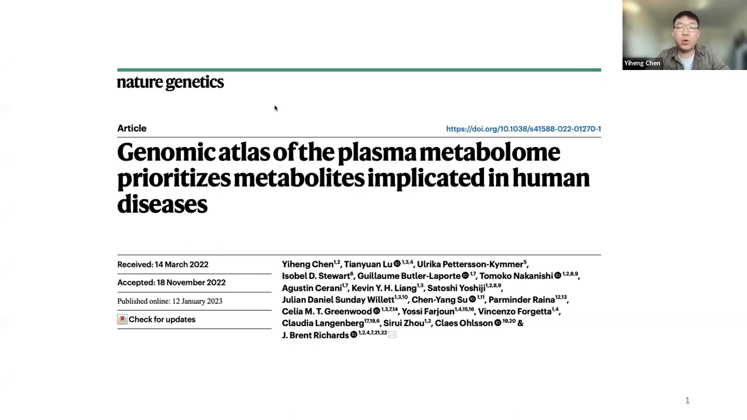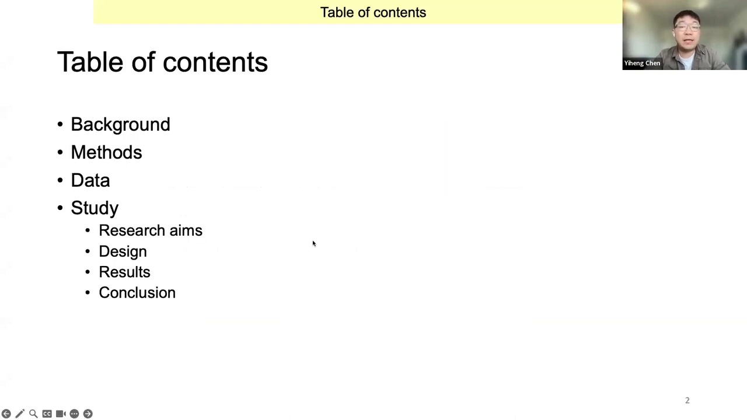So today's talk will be centered around this study entitled Genomic Atlas of the Plasma Metabolome Prioritizes Metabolites Implicated in Human Diseases. Specifically, I will talk about the general background related to metabolites and diseases and briefly describe the method and the data set that were used. And then I will talk about the details for this research study, including the research aims, designs, results, and conclusion. Let's start with some background information.